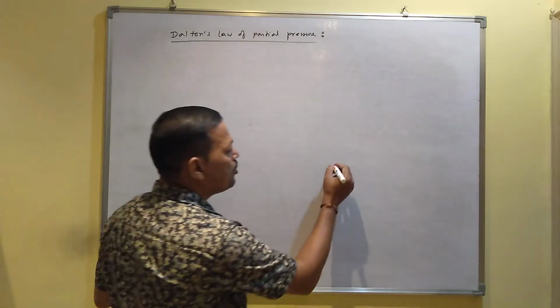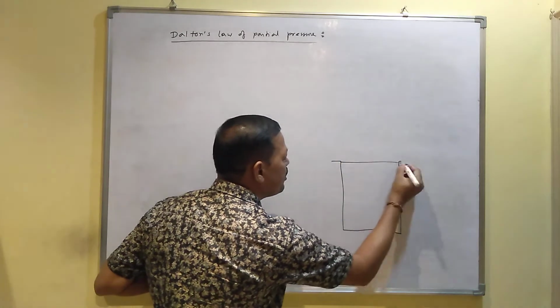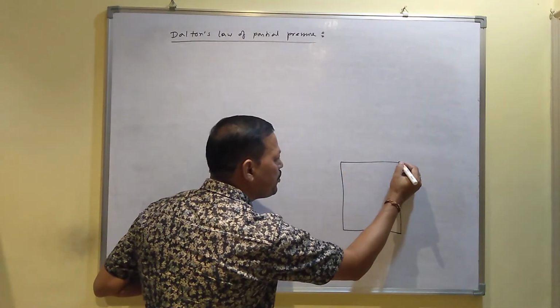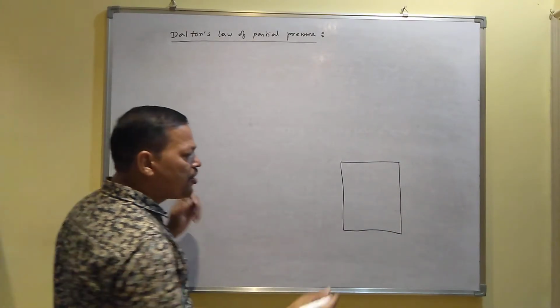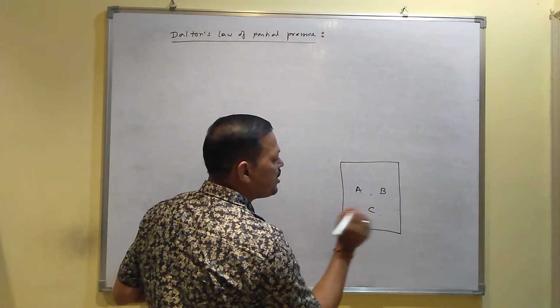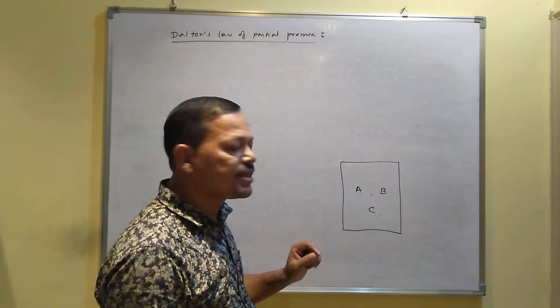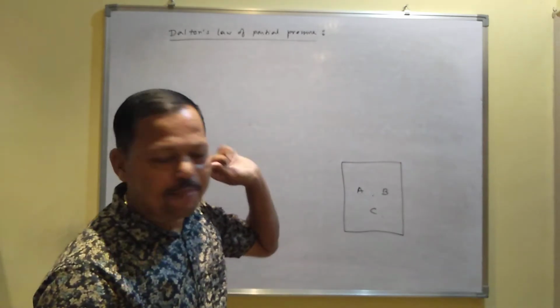According to Dalton's law, suppose this is a container, and the container must be closed if you keep the gases inside the container. Suppose this container contains three gases A, B and C. There are three gases present here. But these gases must be non-reacting gases. I mean, they should not react chemically. Otherwise, Dalton's law will not be applicable.